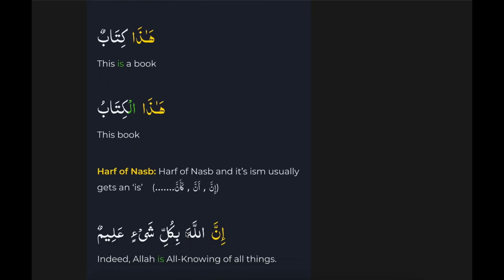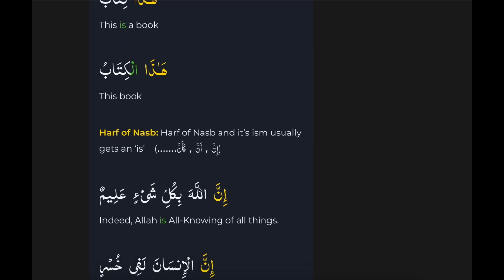We already know about harf of nasab. Inna, anna, ka anna, bi anna, laita, lakinna, la'alla. What do they do? They make their next word nasab. And if you see a harf of nasab and its victim situation, then usually they get an is.